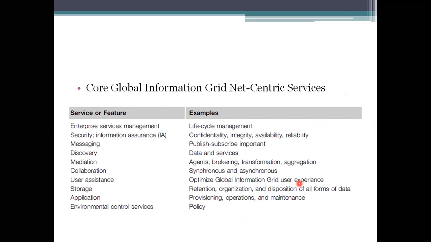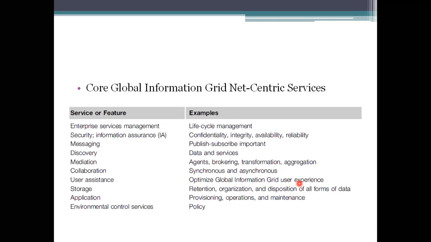So here the services are enterprise service management, which is for the life cycle, and security, which is the information assurance here. If we are dealing with information, these four things need to be considered: confidentiality, integrity, availability, and reliability. If we are dealing with messaging, we need to consider publish and subscribe. Likewise, discovery, mediation, storage, application, these are several examples we use for processing.